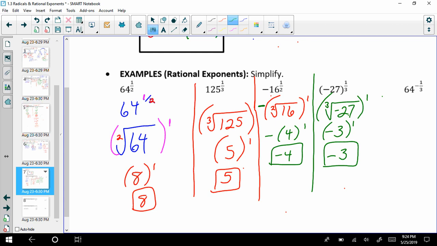And then we have 64 to the -1/3. Ooh, we have a negative exponent. So remember in the previous section, if we had a negative exponent, we would turn it positive by moving it to the other side of the fraction. So now it's a positive 1/3. Now let's rewrite it as a radical.